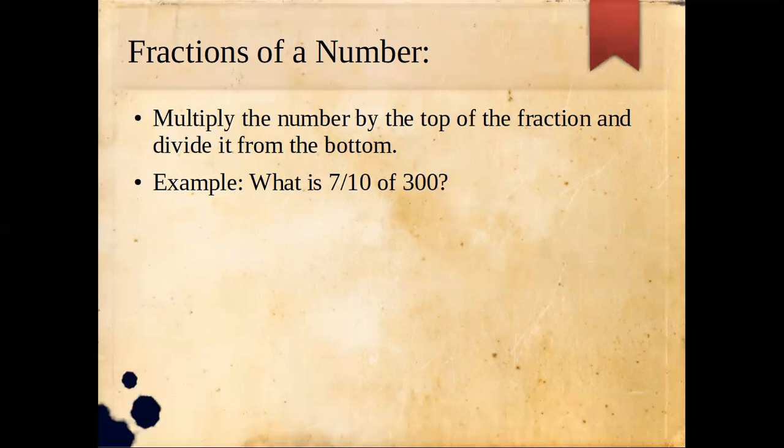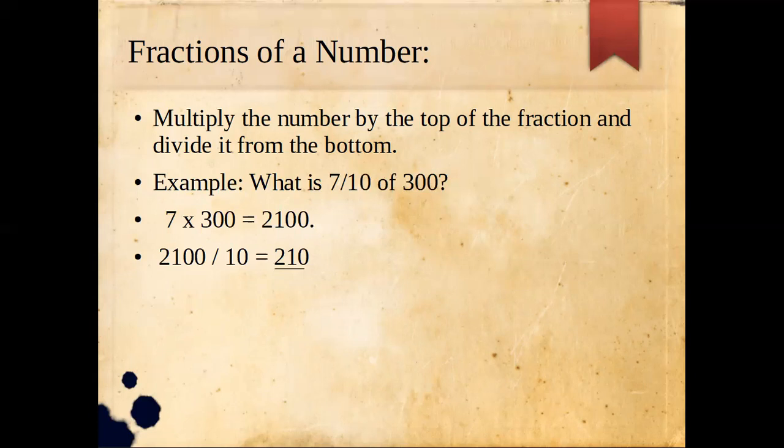So all you have to do is multiply the number, which is 300, by the top of the fraction, which is 7. So 300 times 7 gives us 2,100. Then you have to divide it by the bottom, which is 10. So then we'll get 210. So 7 tenths of 300 is 210. Well done, you've got that right.